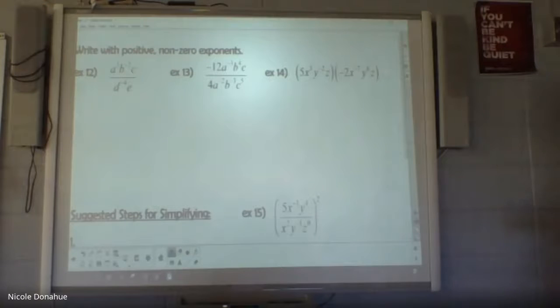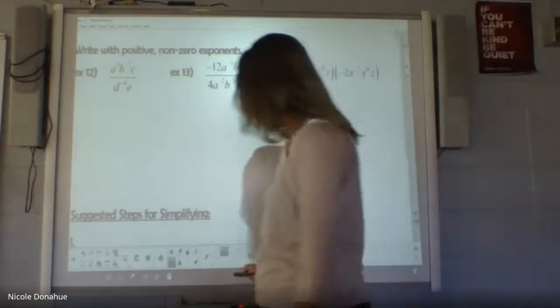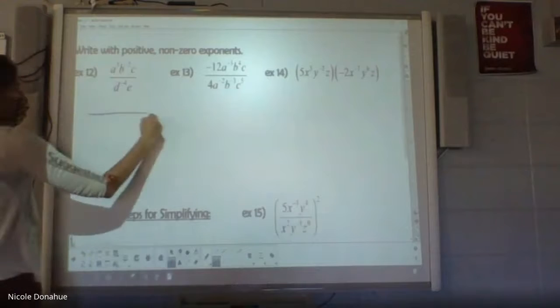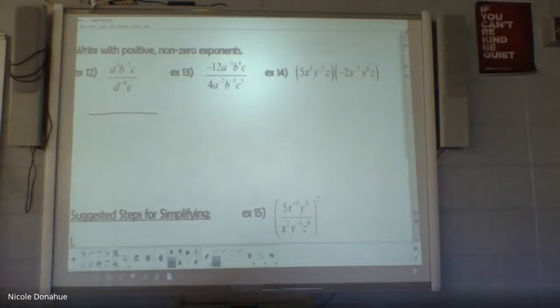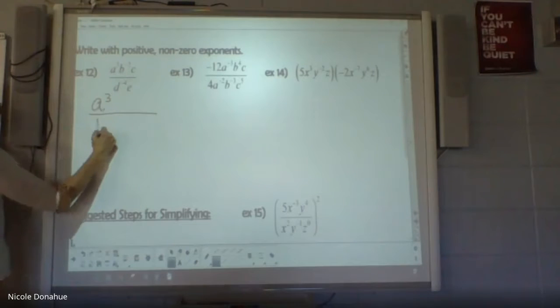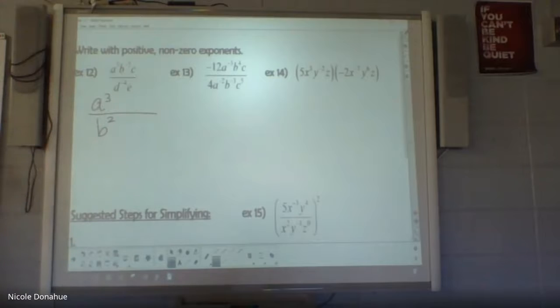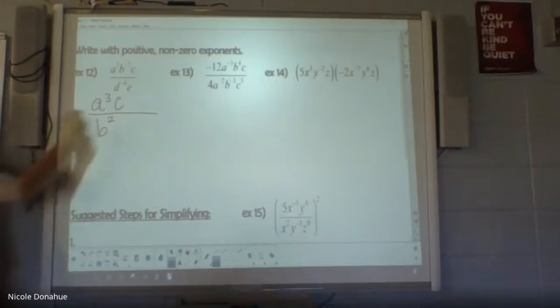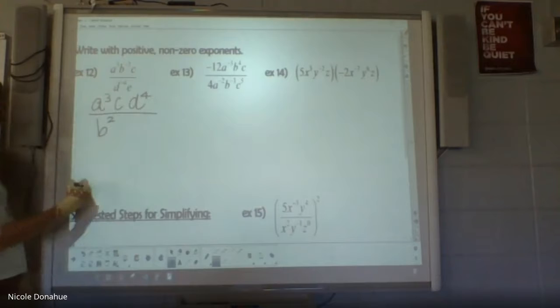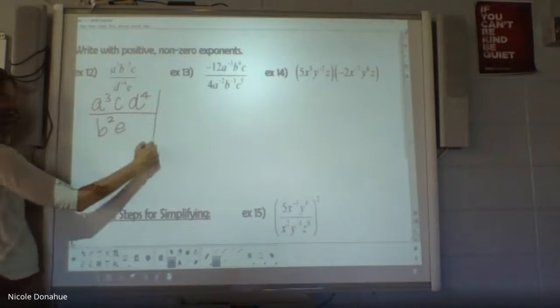So in 12, I'm going to make a fraction bar. Okay, focus here. All right, a to the third, move or not move? Don't move. A to the third, leave it where it is. How about B? Move it. It's on the top and move it to the bottom. How about C? Keep it. D? Move. It's on the bottom, so it moves to the top. And then the E? Keep it. Make sense?